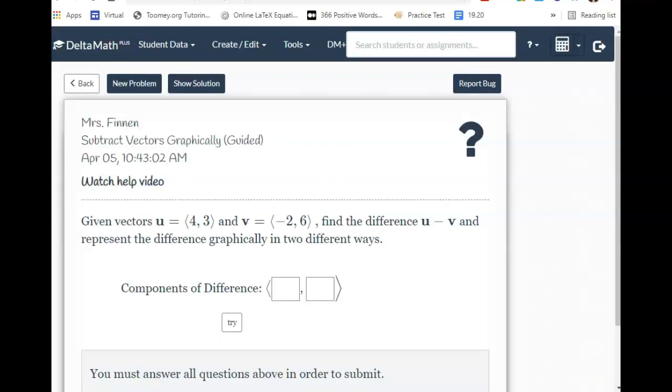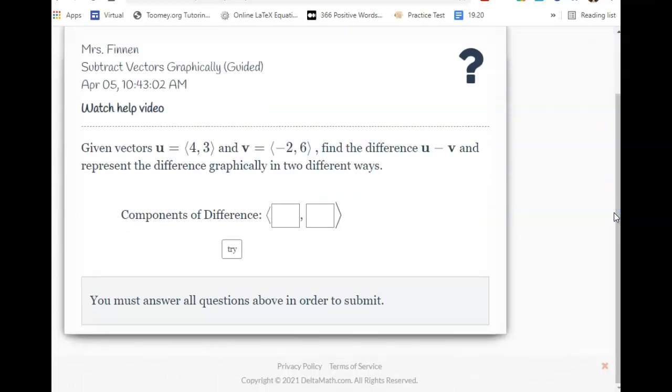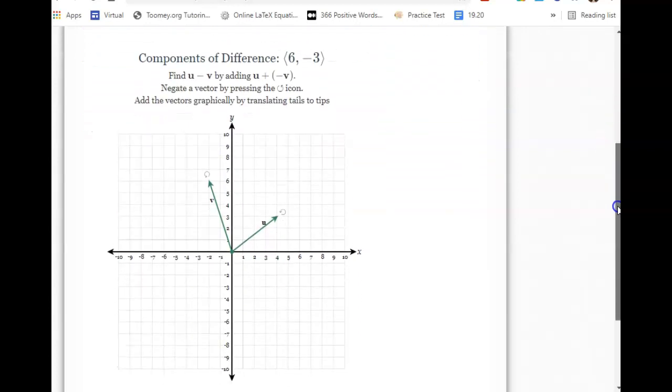So here we're going to subtract them graphically. It's going to guide us through doing it a couple of different ways. So if I'm going to subtract these, it's going to be U minus V. It's going to be 4 minus a negative 2, so that gives me 6 right there. And then 3 minus 6 gives me negative 3 right there. I'm supposed to try it, and can't move on unless I'm right. So it says, okay, I'm right. Now it's telling me what to do. You have to follow these directions.